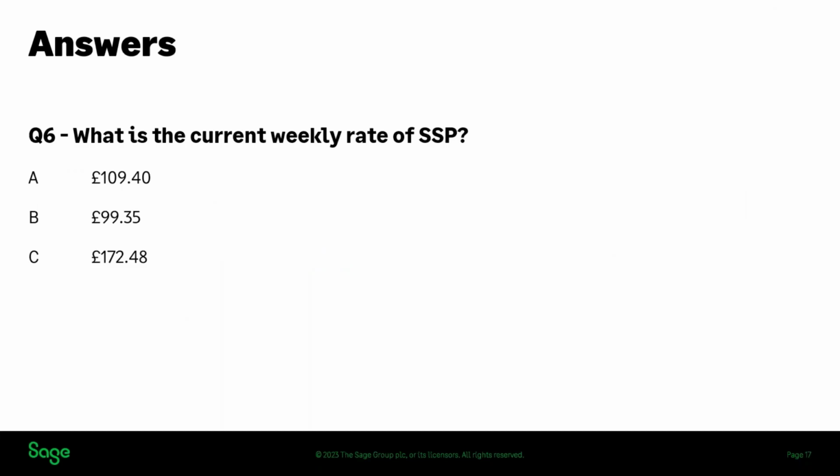Thank you so much, Duncan. Okay, so well done everyone who got that one correct. Question 6 now. So what is the current weekly rate of statutory sick pay? Was it £109.40? Was it £99.35? Or was it £172.48? So once again, let's share the results.